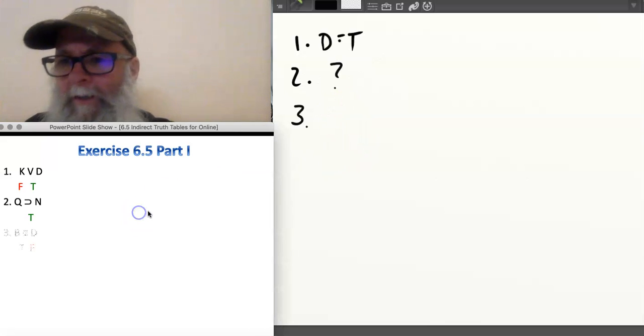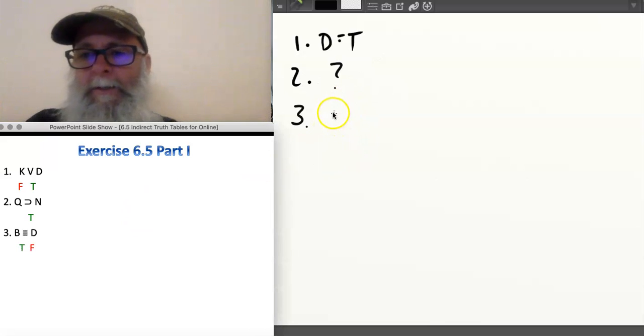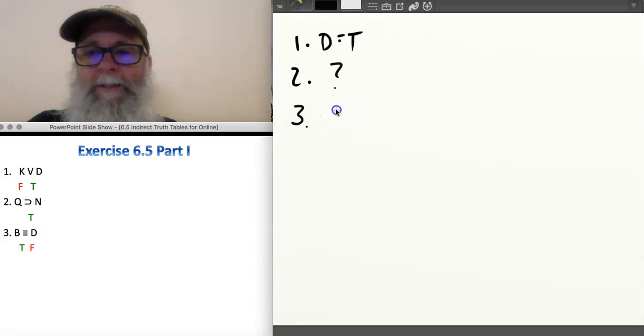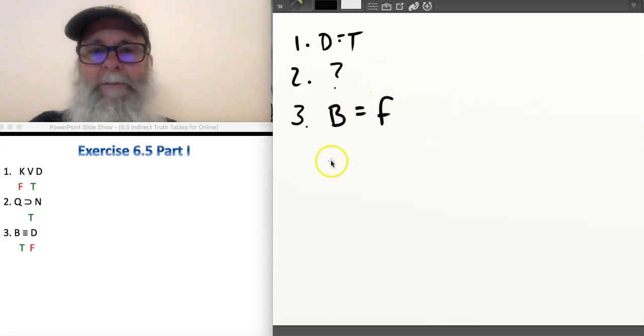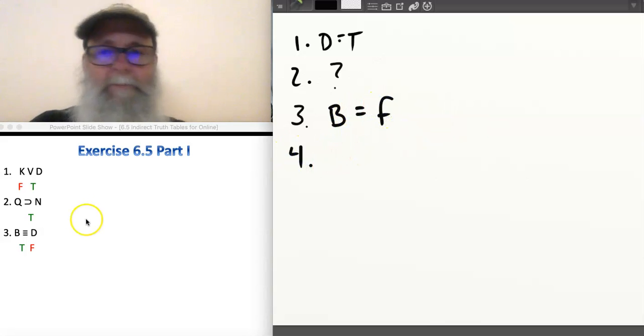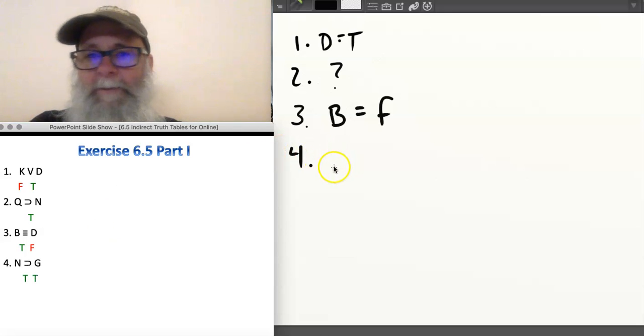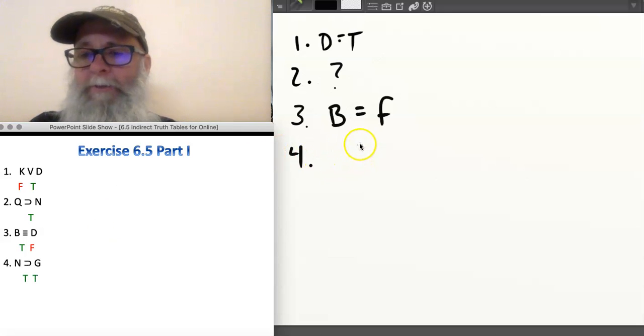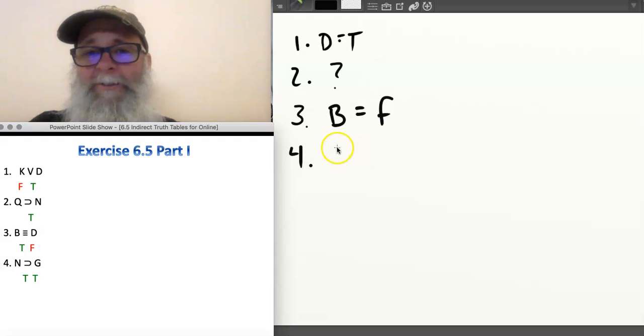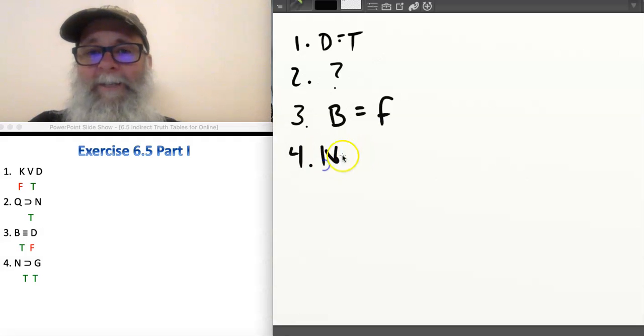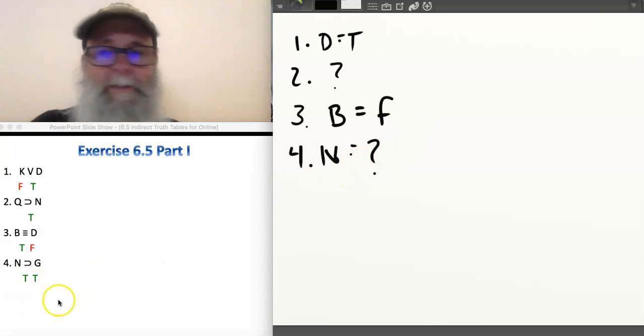Now for number 3, the only way for that triple bar to be true is when both sides match. So if you tell me that D is false but the triple bar is true, that means that B has to also be false for number 3. Now for number 4, if you tell me that that horseshoe is true when G is true, I don't know anything about N. N could be true, it could be false. Either way, this horseshoe is going to be true.